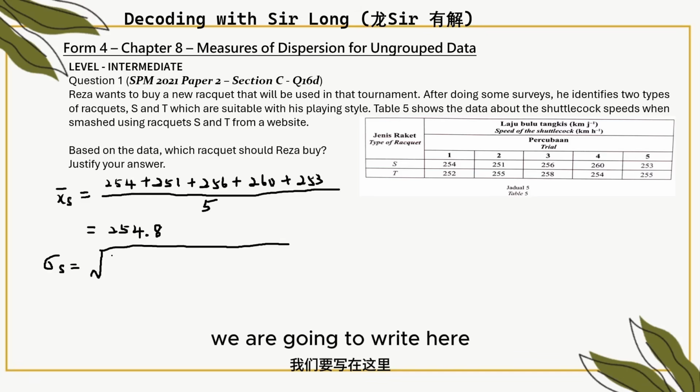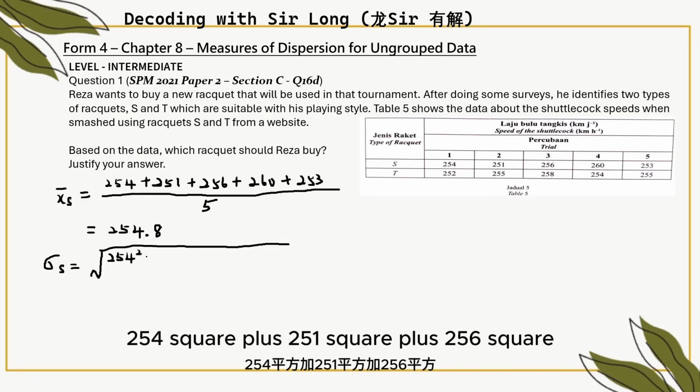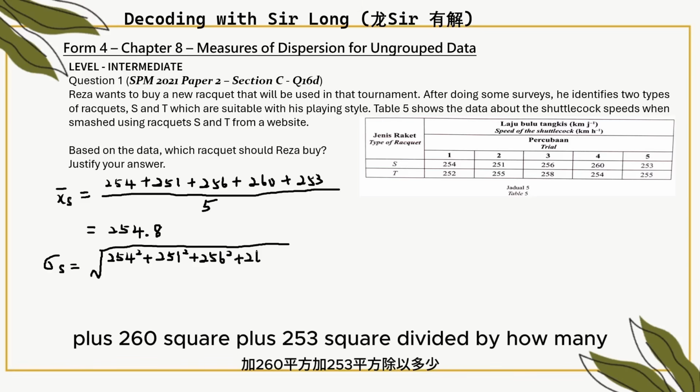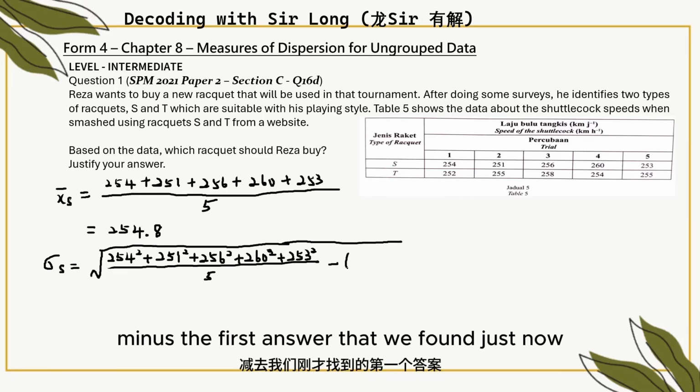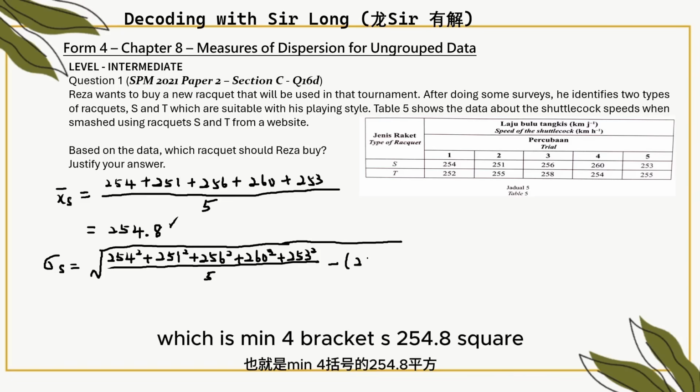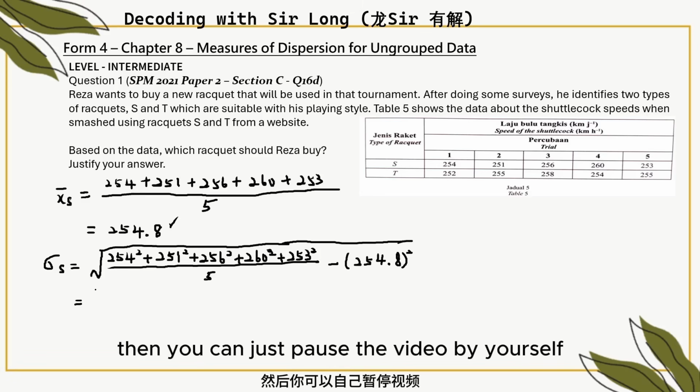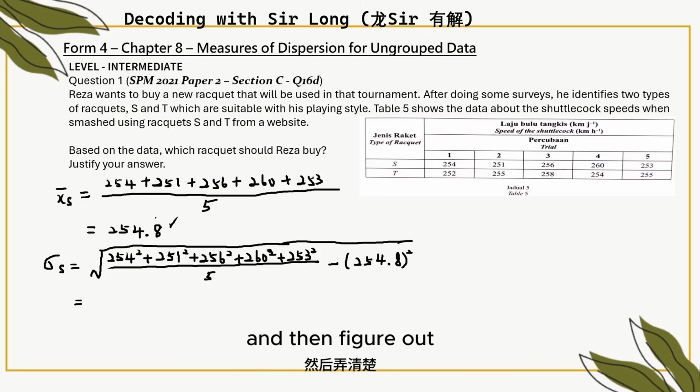We are going to write here 254 square plus 251 square plus 256 square plus 260 square plus 253 square, divided by how many? 5. Let me extend it. And then minus what? Minus the first answer that we found just now, which is the mean for racket S, 254.8 square. Alright. Then you can just pause the video by yourself and figure out the answer.